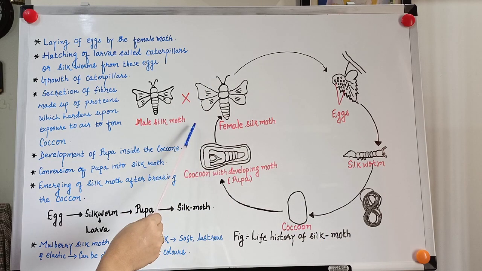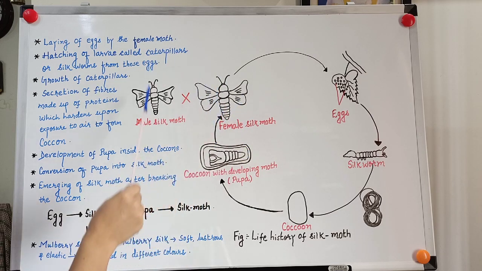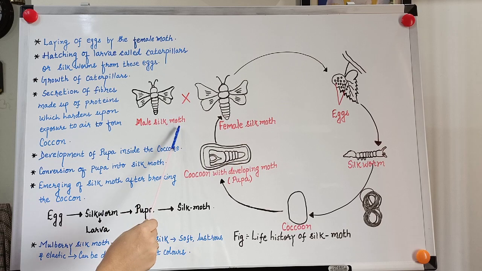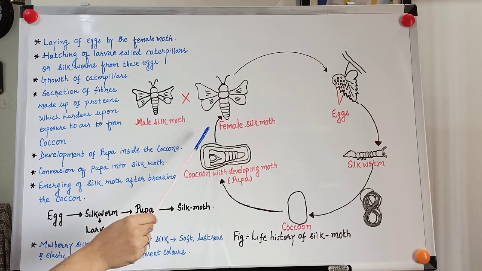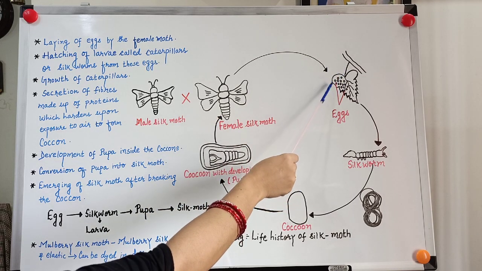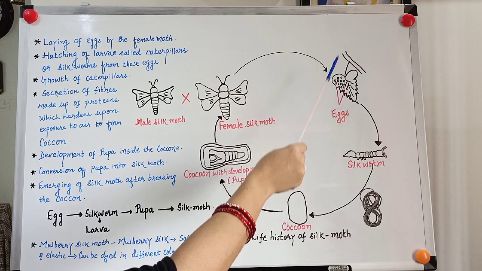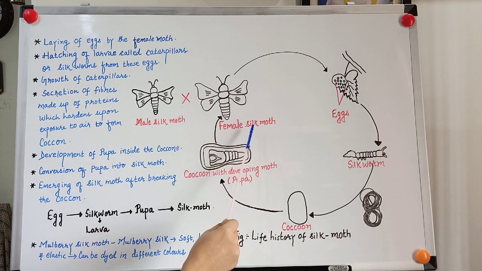So, to begin with, if we see the male and the female silk moth, the size of the female silk moth is larger than the size of the male silk moth. When the male and female silk moth mate, the female silk moth lays up to 300 to 400 eggs on the leaves. The type of leaves may differ depending upon the different varieties of silk moths.